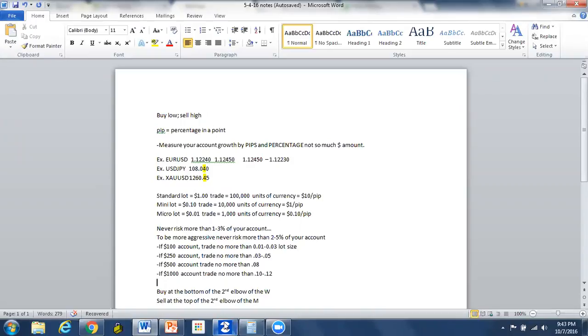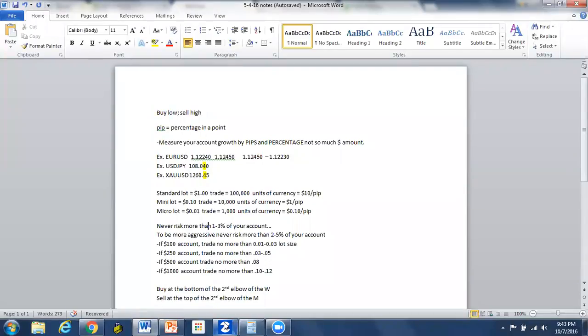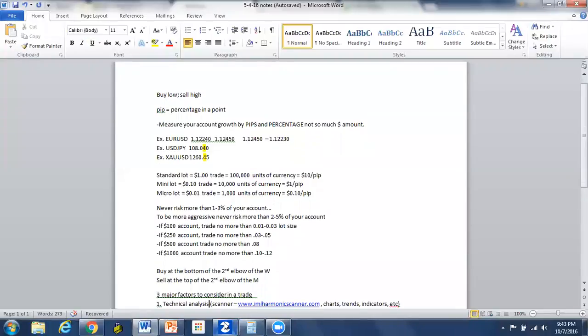You don't have to follow these. This is just some general stuff that I've been telling people to use. If you got $1,000, then you can do a 10-cent trade, up to 12 cents. If you got $100 in your account, you don't want to do no more than a 1 to 3 cent lot size. $250 account, up to 5 cents, $500, 8 cents, stuff like that.